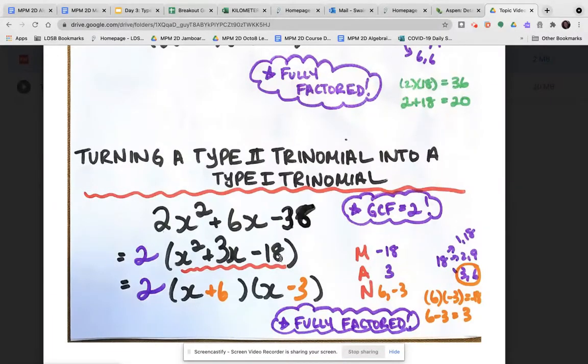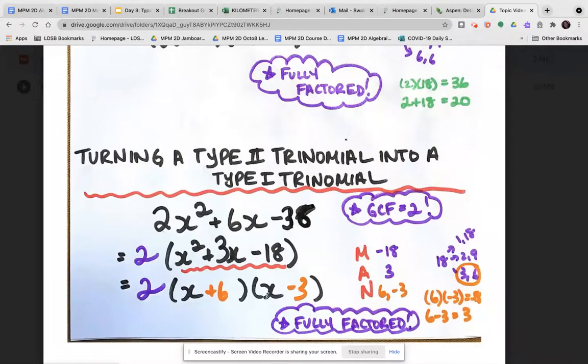So by pulling out that greatest common factor of 2, not only have I broken down the numbers and made them smaller to work with, but I've actually turned this into a type 1 trinomial, which is easier to solve because then I can just use the simple man method that we used. So now I'm looking for two numbers that multiply to negative 18 and add to 3. So I think about all those factors of 18, and I notice that if I have positive 6 times negative 3, that equals negative 18. And if I have positive 6 minus 3, that equals 3. So 6 and negative 3 work well for that.